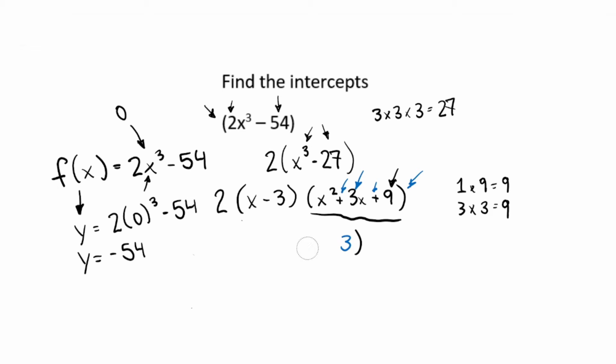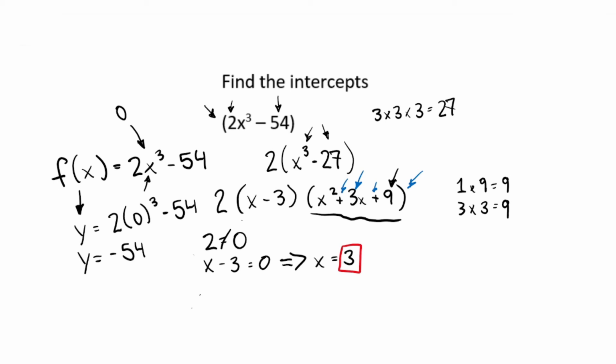So if it can't be factored anymore, we are not going to be able to find an x-intercept from this trinomial. What we do is set each factor equal to 0. We know that 2 does not equal 0, so that's not going to be an x-intercept. Then x minus 3 equals 0, which means x equals positive 3. That actually is going to be an x-intercept.